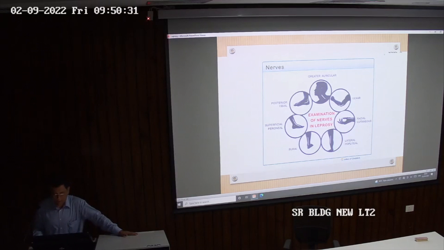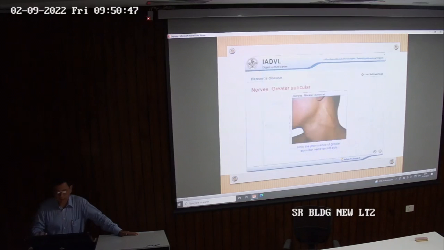Radial cutaneous nerve, lateral popliteal nerve, sural nerve. Sural nerve is the nerve where we take a skin biopsy or the nerve biopsy, to be more specific. So if you want to see the changes in the nerve, we take the sural nerve biopsy. Superficial peroneal and posterior tibial nerves. So this is a case of enlargement of the greater auricular nerve. It's visible once you tilt the face to one side. It's a long cord-like nerve you can see, which is usually not visible in a normal person.